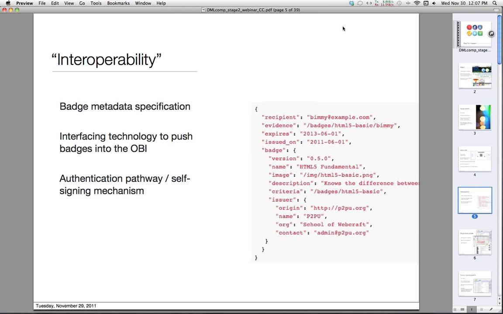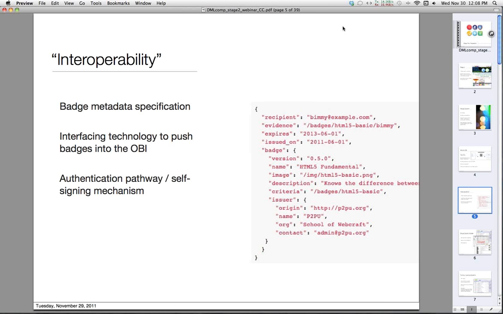Related to that, there's also an authentication pathway, and what that means is essentially that when an issuer issues a badge, it allows an organization like a displayer to ping back on that badge and say, is this badge valid? Did you really issue this badge? Is this the person that you issued the badge for? So again, it's the idea of taking that metadata and making sure that there's validity behind the badge.